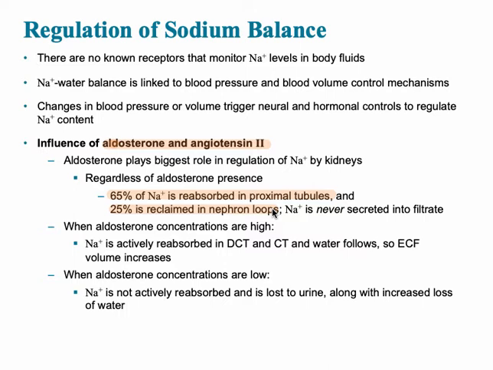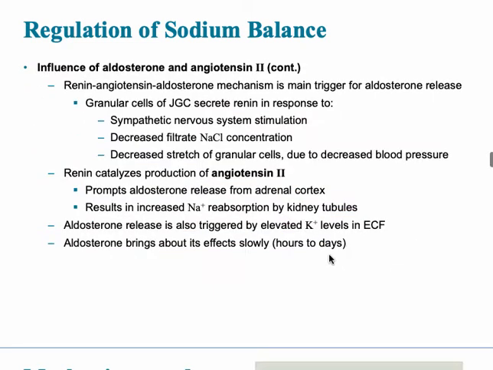So, a couple things happen when the aldosterone concentrations are very high. This is going to actively reabsorb sodium in the distal convoluted tubule, as well as the collecting duct, the collecting tube, and then water follows the sodium. So that's an adaptation that occurs when it's high. When aldosterone's low, there's not going to be as much that's actively reabsorbed, and that sodium is going to be lost in the urine. So the influence of aldosterone and angiotensin 2 is shown on this slide.